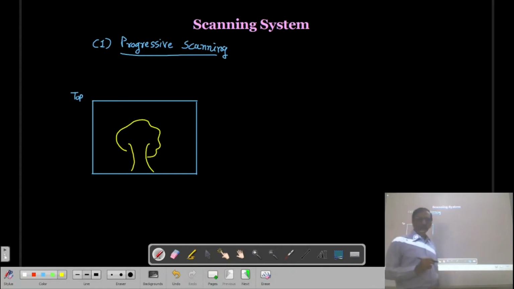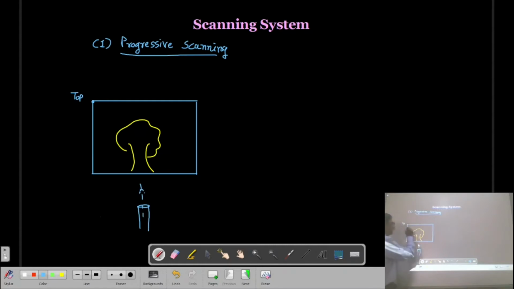This picture has to be read by the electron gun. So what will be the initial position of the electron gun? Initially, when the scanning is going to start, the electron gun will be here, at the top of the frame, left-hand side, and whatever the electron gun is there, it is going to produce the electron beam.